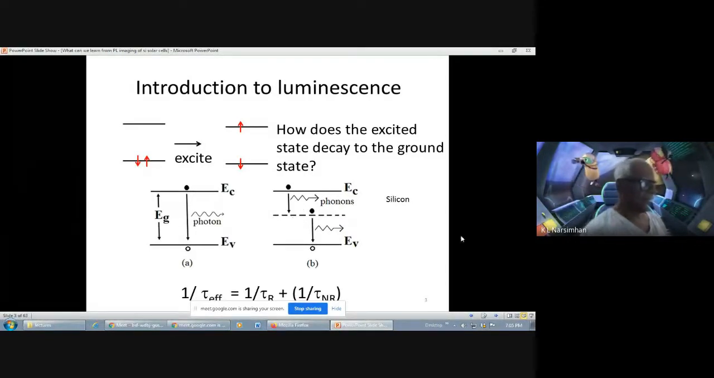Okay, and so we characterize this by a lifetime where tau r is the radiative lifetime. So in other words, the rate constant is 1 by tau r. And then there's the rate constant 1 by tau nr for the non-radiative lifetime. And so the effective lifetime is 1 by tau is equal to 1 by tau r plus 1 by tau nr. And I will keep coming back to this equation again and again many times during this talk. So I would like you to please keep this in your mind.